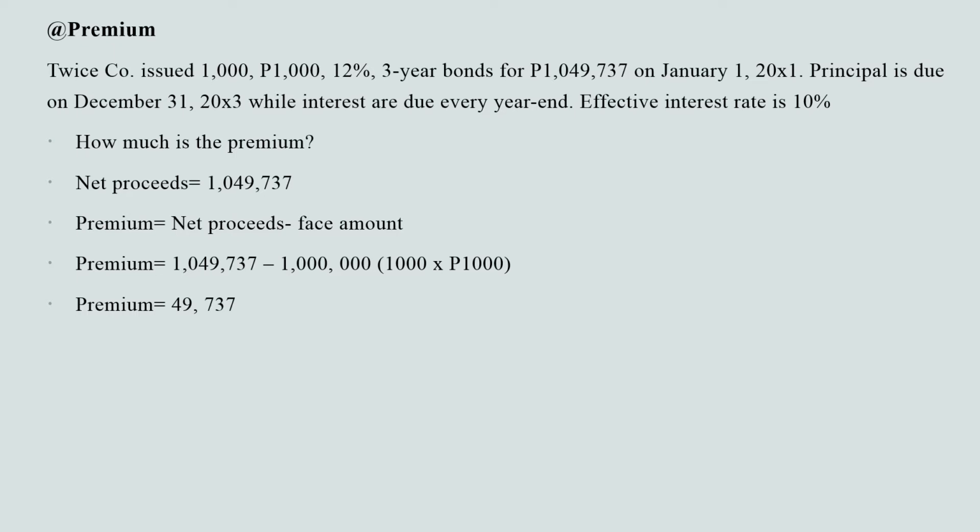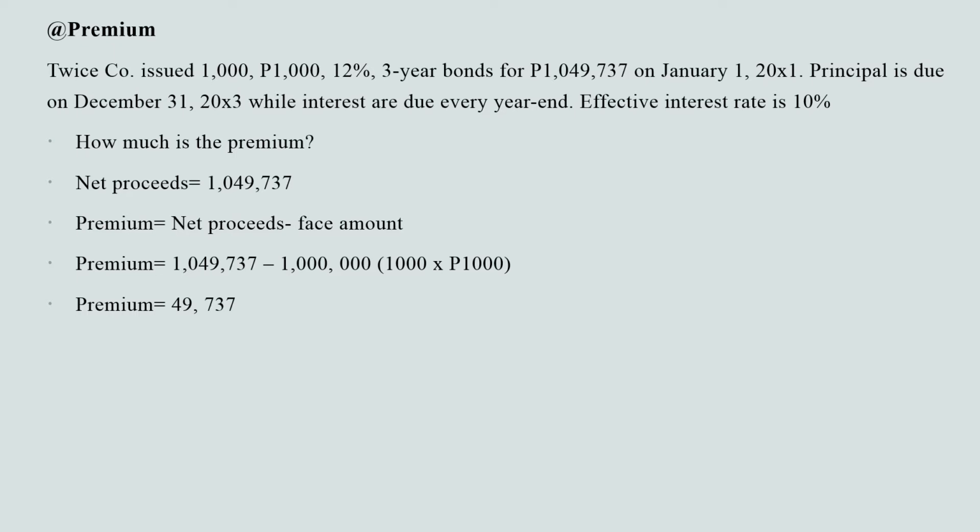So we compute now the premium. How much is the premium? We get the premium: net proceeds minus face amount. Ang 1,049,737 minus 1 million, we have the premium 49,737. How do we record? Debit cash, credit bonds payable, credit premium on bonds payable.